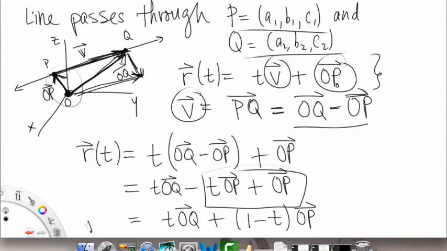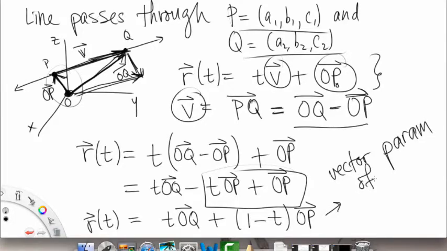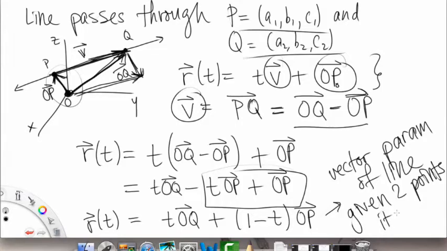So this is another vector parameterization of a line. I'll say this is a vector parameterization of a line, particularly when you're given 2 points it goes through. So this is an important one here.